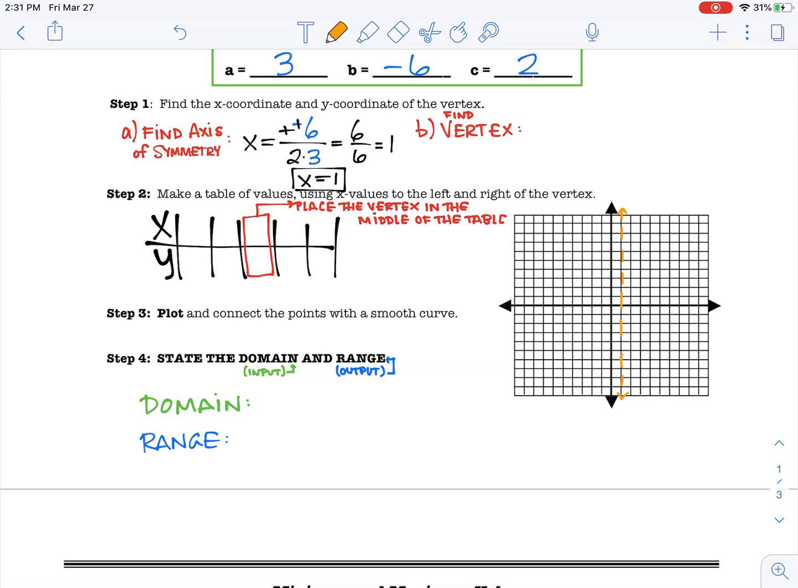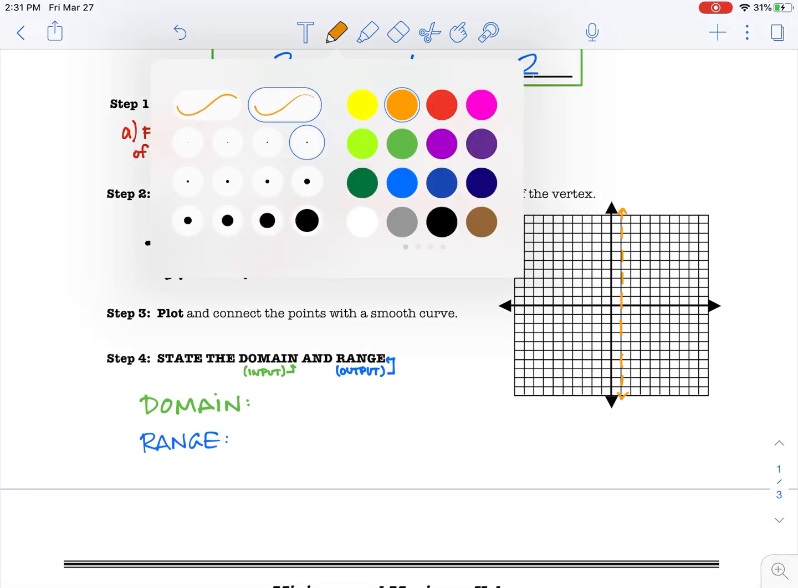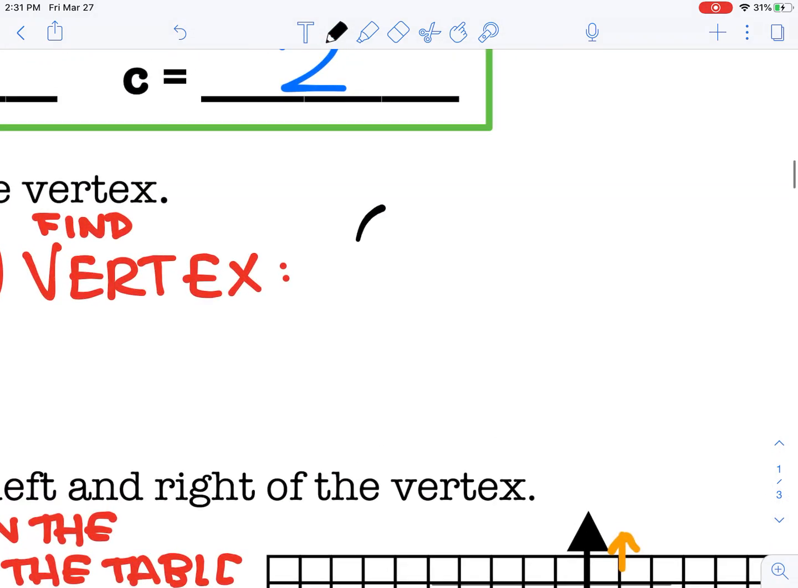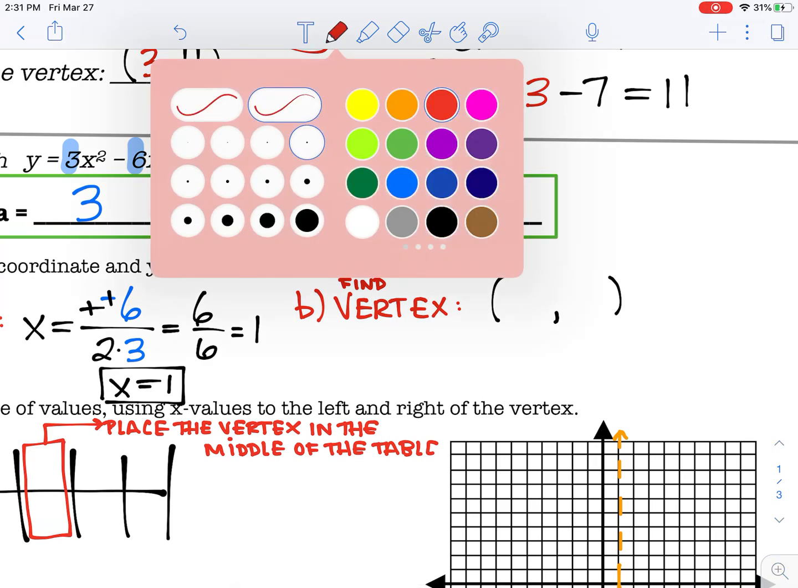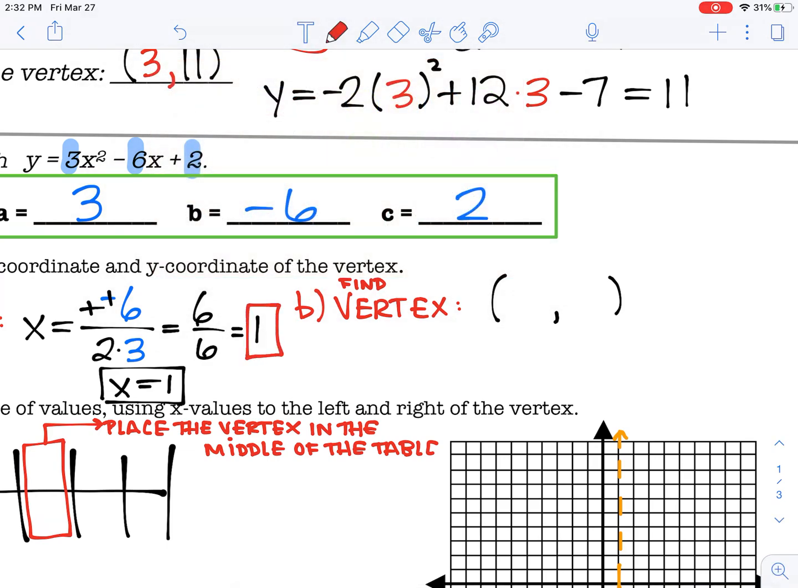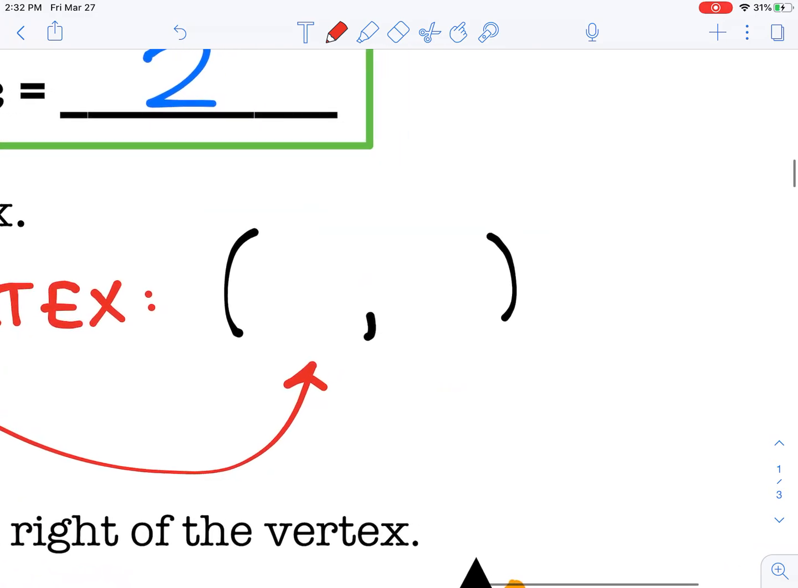So there's our axis of symmetry. Again, finding that first is kind of nice because it already gives us half of our vertex. So we know that the x-coordinate of our vertex matches that. So this 1 goes here.